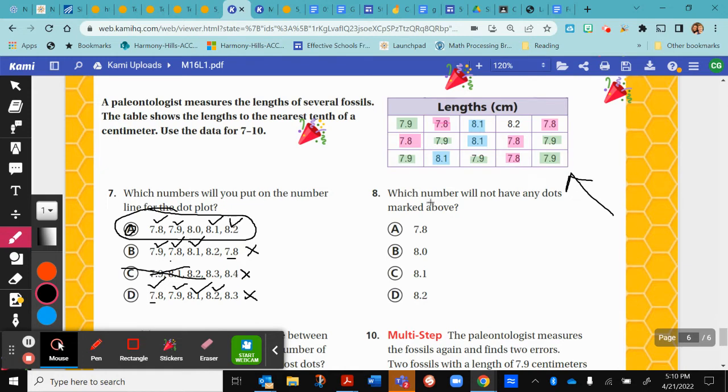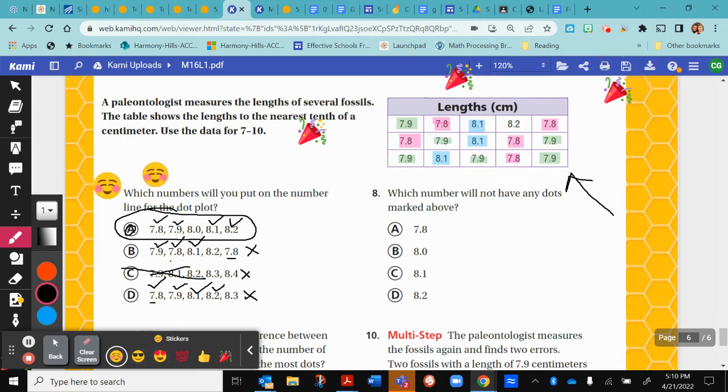Now, for number 8, oh, we forgot our celebration. Yay! Very good. I really like it. Thumbs up. We got it going.